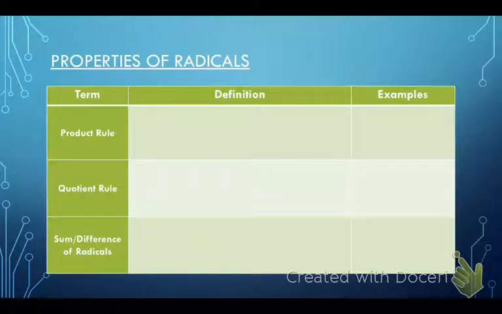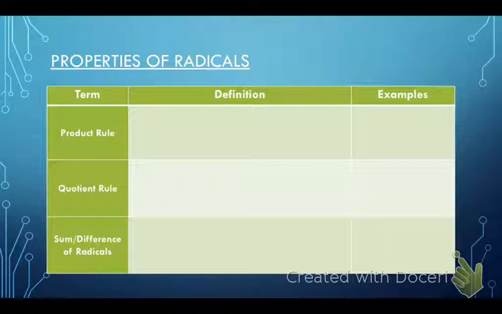So whenever you have a product rule with radicals, it works the same way, okay, as what it was with exponents. So whenever we multiplied exponents, what did we do with our exponents? If we had exponents and we multiplied, what did we end up doing? We added them, right? If we divided, what did we do? We subtracted.